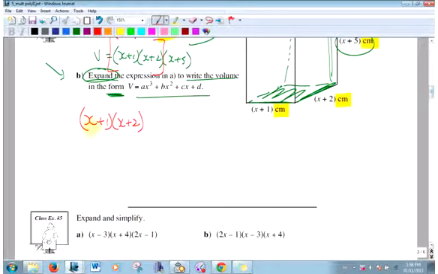Okay? FOIL. First, x times x is x squared. Outside, 2 times x, or x times 2. Same thing. Inside, 1 times x is 1x. I don't have to write the 1, but you can. Why not? Okay? Last is 1 times 2, which is 2. Can I simplify this? What is this simplified? Who can tell me? Tyrell? X squared.